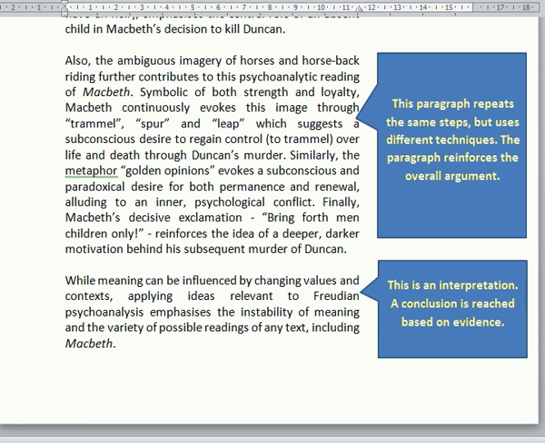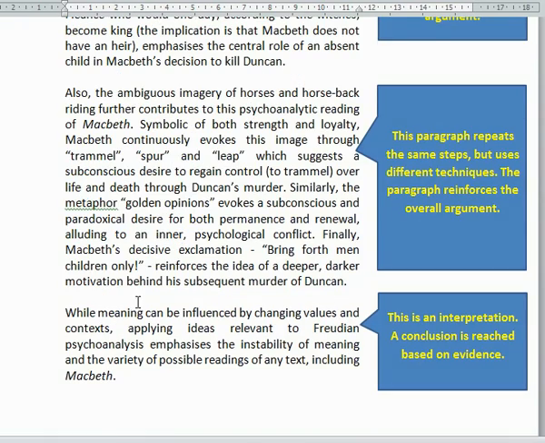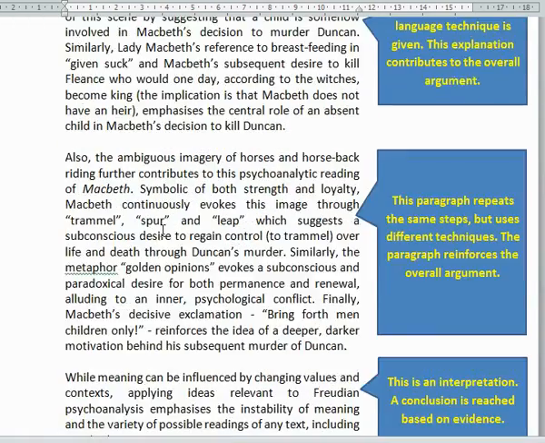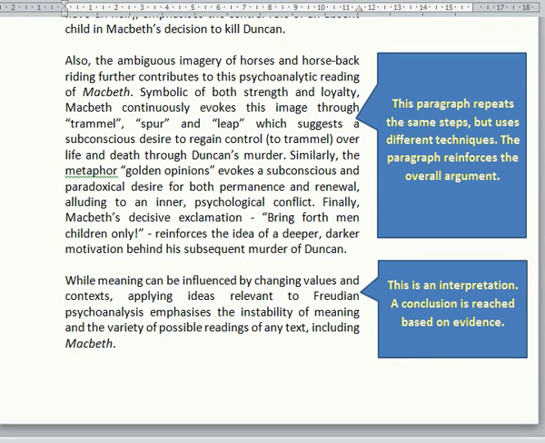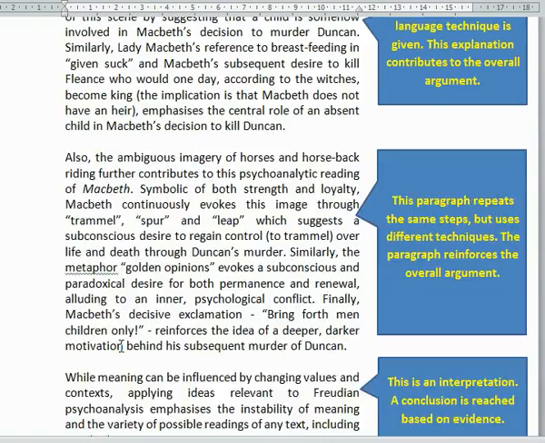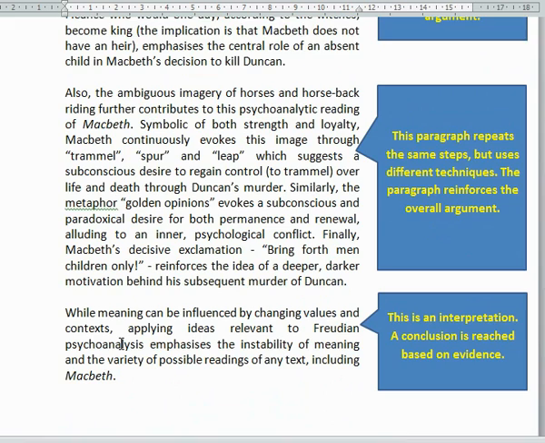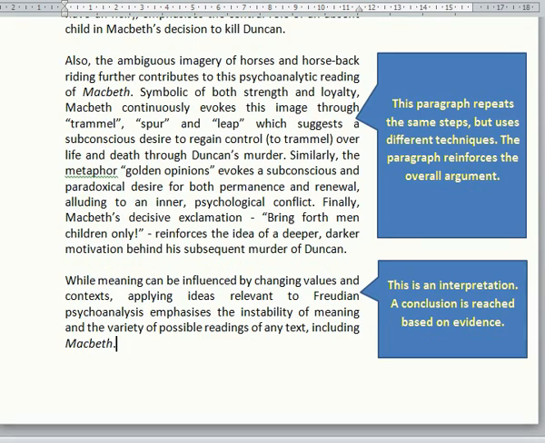"So while meaning can be influenced by changing values and contexts, applying ideas relevant to Freudian psychoanalysis emphasizes the instability of meaning and the variety of possible readings of any text, including Macbeth." And this is an interpretation. It's a conclusion reached on the evidence that I have provided here. So you can see how those 4 steps, taken one step at a time, can actually lead to a fairly decent analytical series of paragraphs that can then be part of a wider argument in an essay.